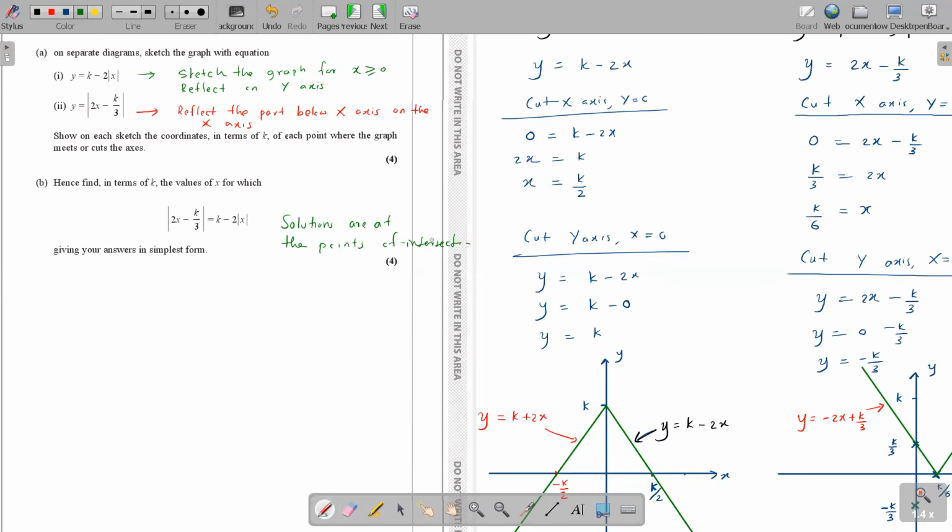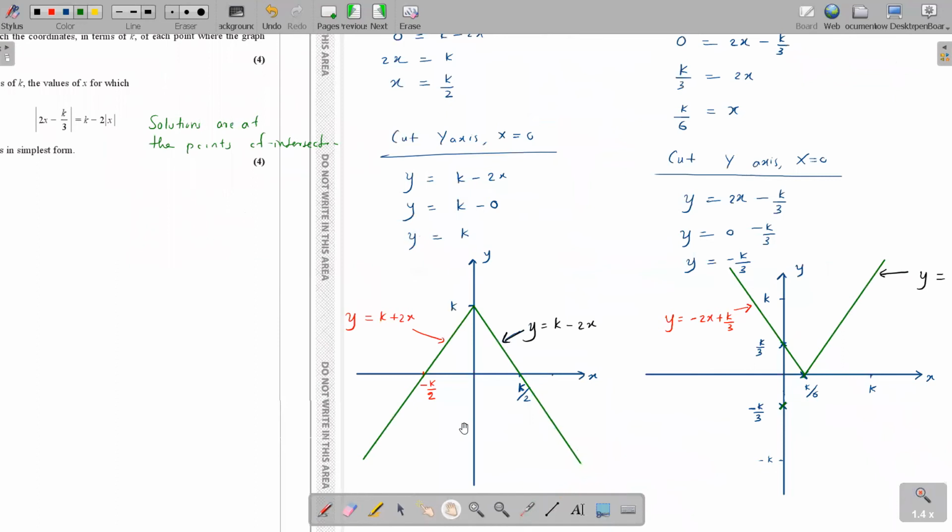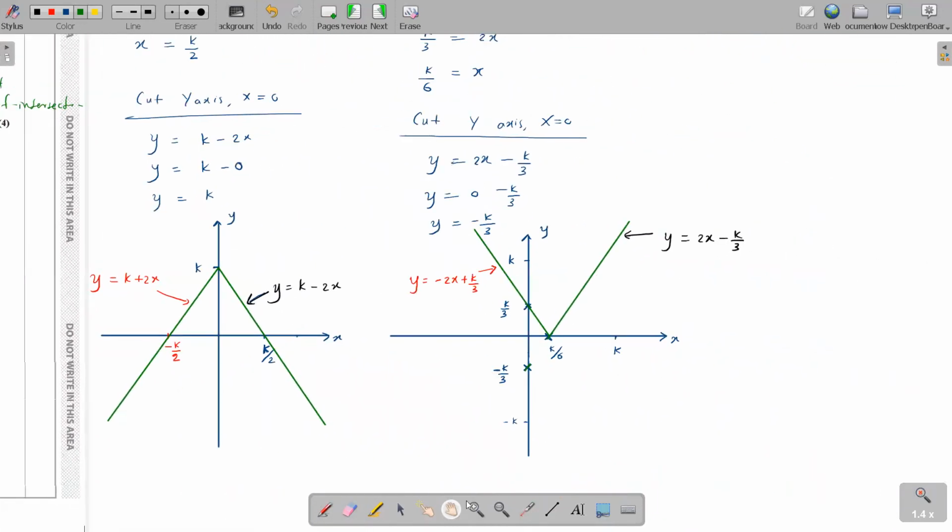So your solutions are at the points of intersection. Okay, so let's see how we can do it. All you need to do is look at these two graphs and see which straight lines are meeting. If I quickly draw with the pencil, you could draw one graph on top of the other. I think drawing this graph on top of this is easier.